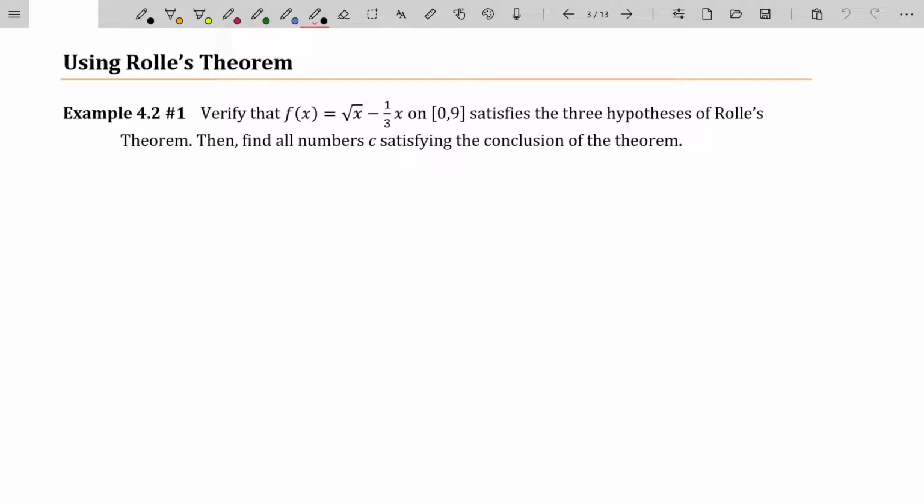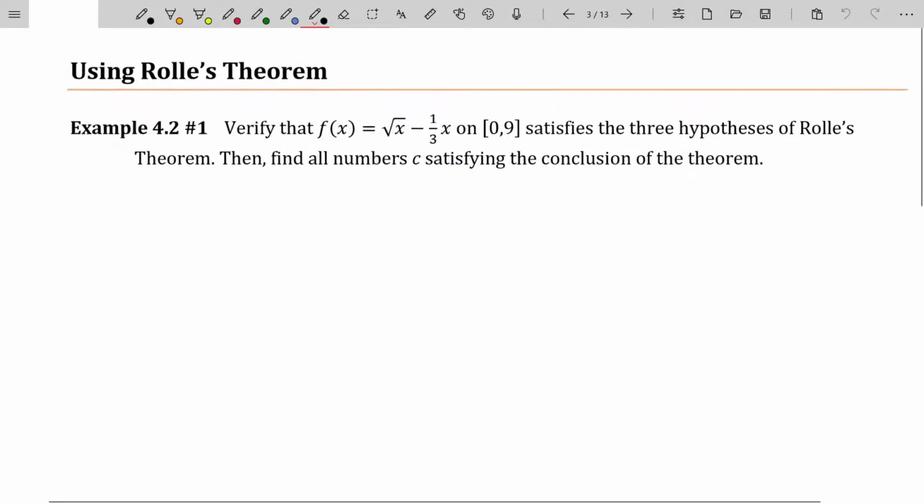In this video, we're actually just going to use Rolle's theorem. It's going to be a somewhat short video compared to the previous one, because whenever you're proving a theorem, it takes a little bit. But in this video, we're just going to go through a couple examples. A fairly typical, more rote style example is this one right here. Verify that this function on the closed interval from 0 to 9 satisfies the three hypotheses of Rolle's theorem. Then find all numbers c satisfying the conclusion of Rolle's theorem.